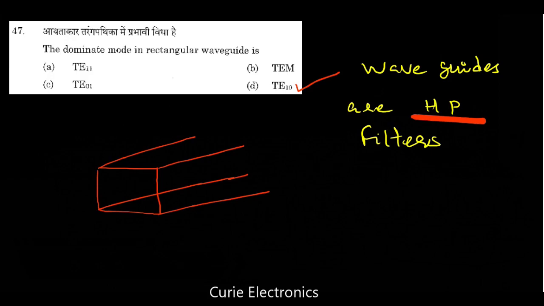And the cutoff frequency, there is a simple equation. Cutoff frequency of the waveguide is given as c upon 2a. This is the simplest equation; there are different equations. c is the velocity of light. What is a? a is this length. This is a.